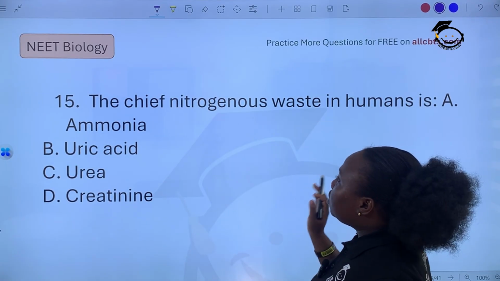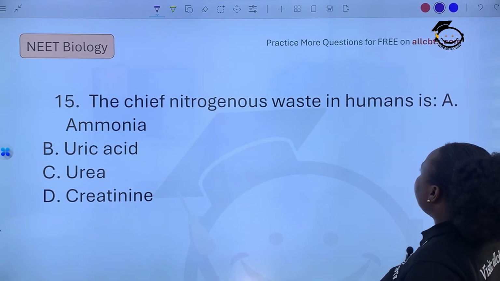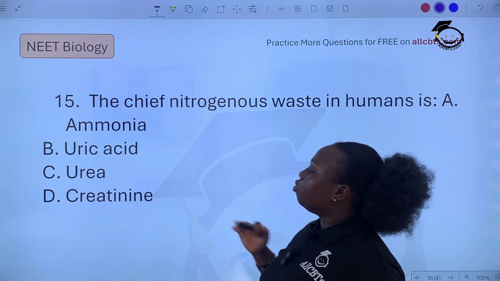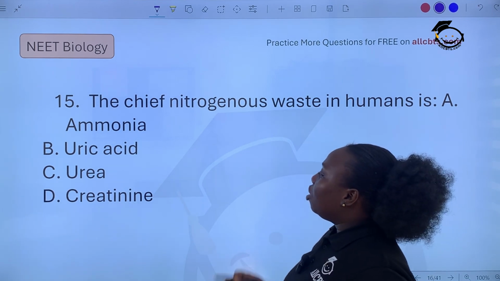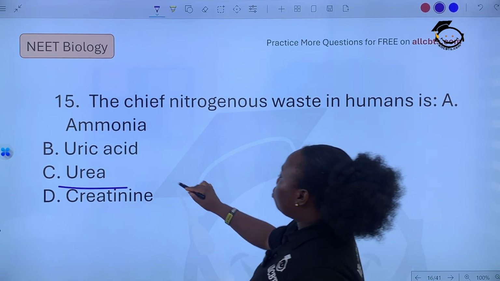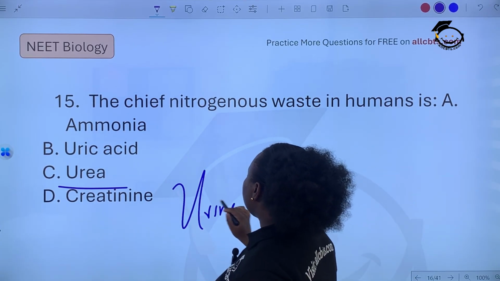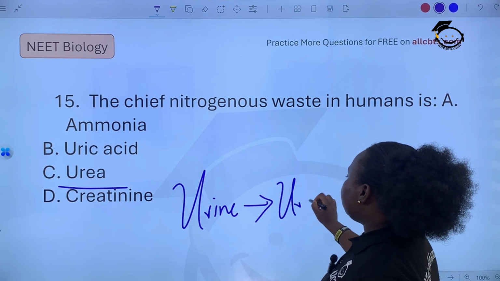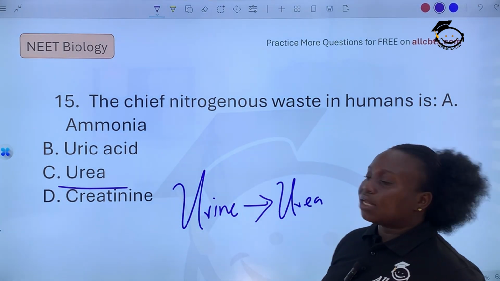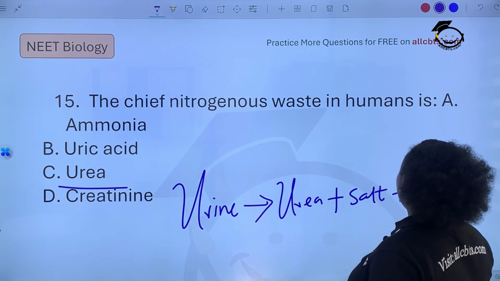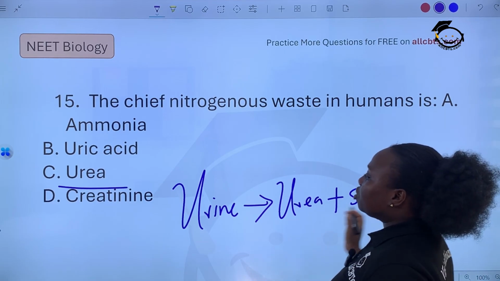Number 15. The chief nitrogenous waste in humans is what? A. Ammonia, B. Uric acid, C. Urea, and D. Creatinine. Now the answer is urea, because we excrete what is called urine. Now this urine is the combination of urea, that is the nitrogenous waste found in humans, plus salt plus water. Our answer is option C, urea.